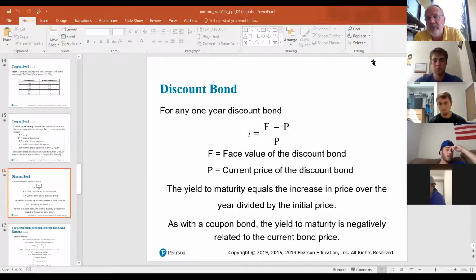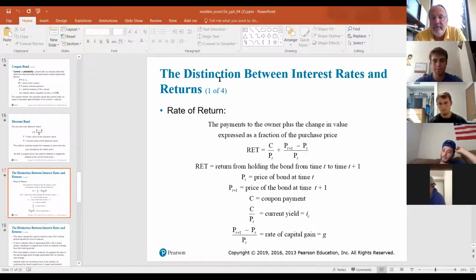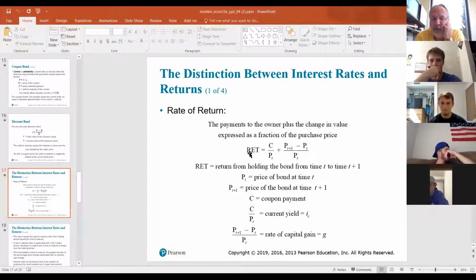Okay, so that's what this was all about. The distinction between interest rates and returns. The payments to the owner of a bond plus the change in value, expressed as a fraction of the purchase price. So we have return, which is made up of the coupon payment divided by price.